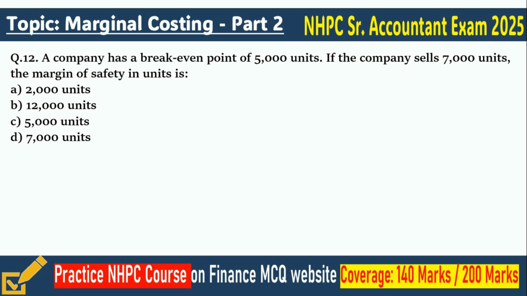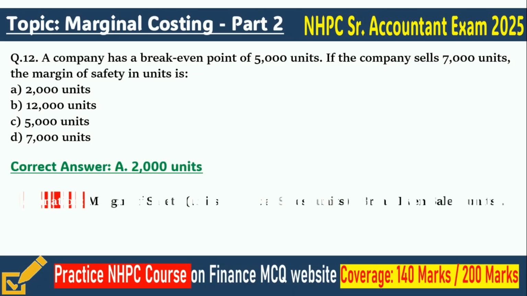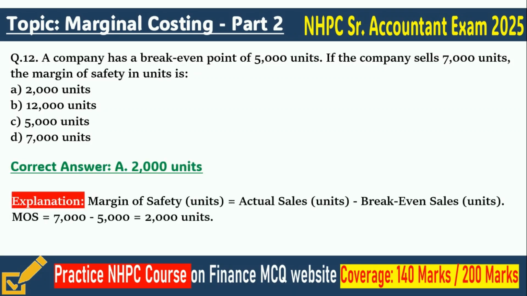Friends, margin of safety is total sales minus break even sales. So, here total sales is 7,000, break even sales is 5,000. So, the answer has to be option A 2,000 units. Moving on, friends, next question.